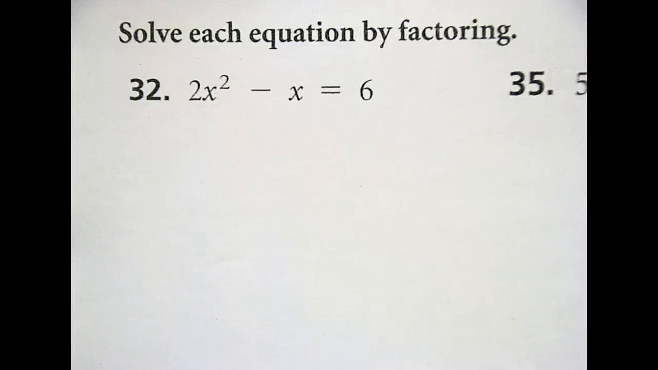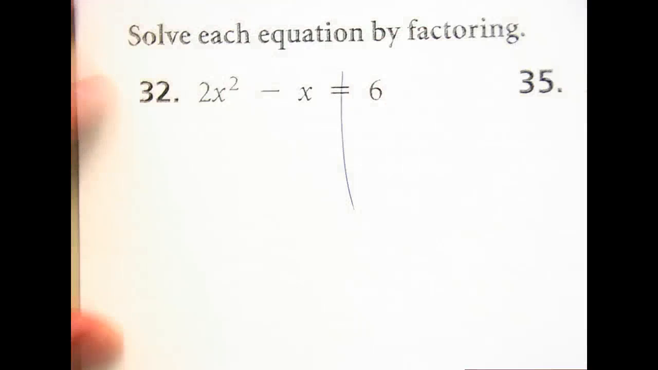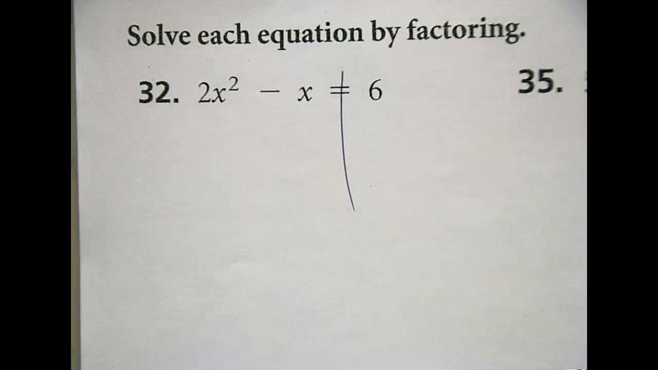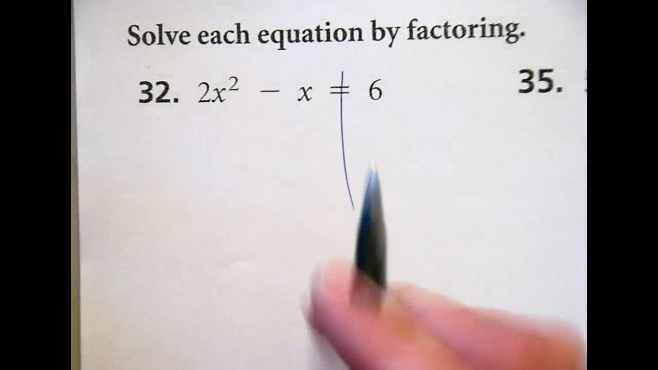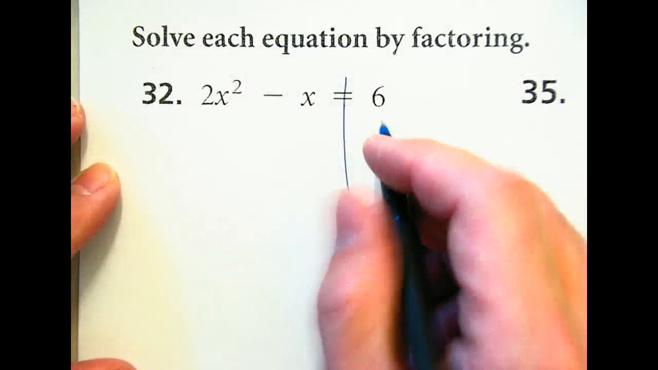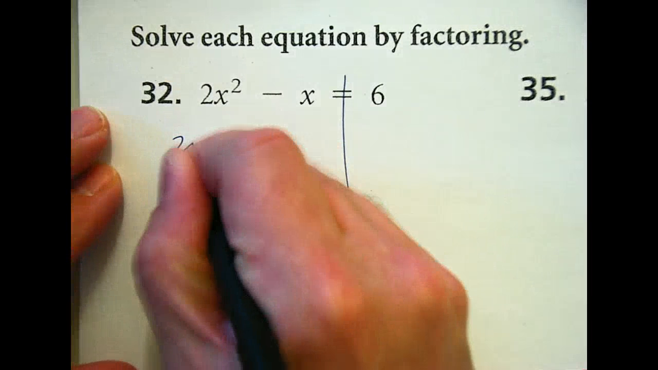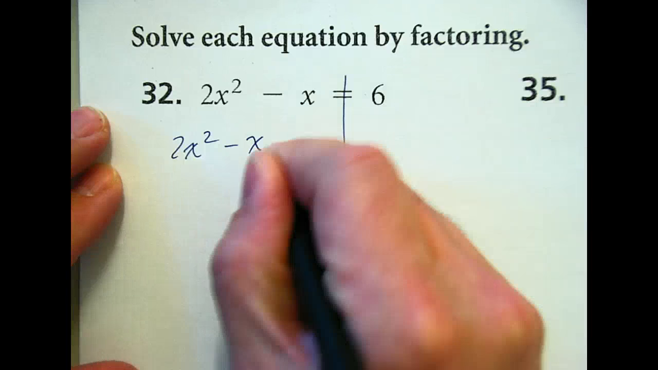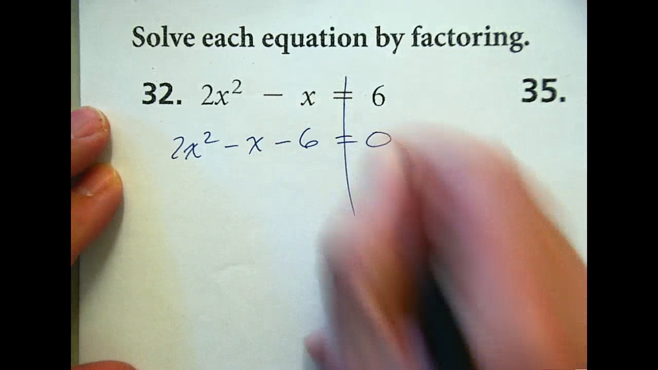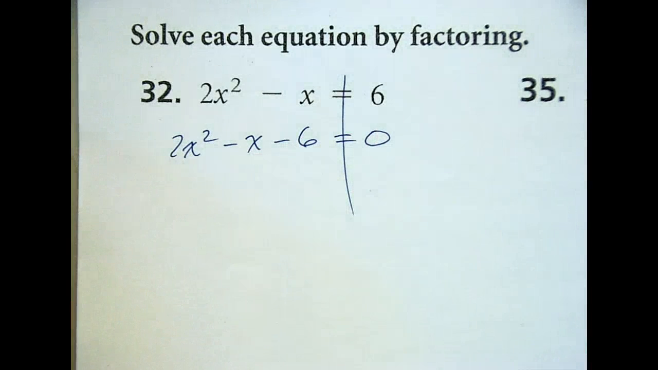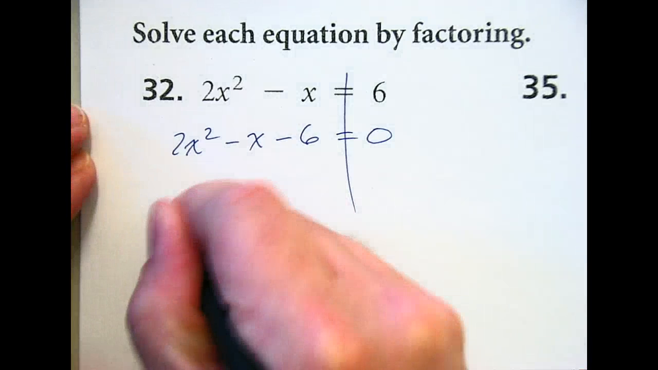All right. First step. Actually, you guys go ahead and get as far as you can on it. So, first step, we need to get it in standard form. 2x squared minus x minus 6 equals 0. How many made it that far? Very good. Next step is a times c.